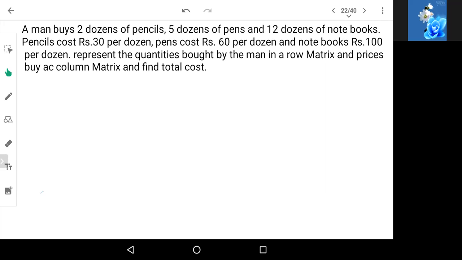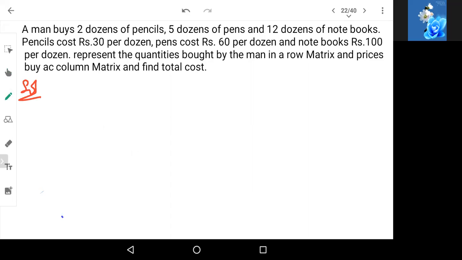So first they have given us the quantity of the products. Second, they have given us the cost of the products. So which means we can define two matrices. One is the quantity matrix. The other one is the cost matrix. Now, represent the quantities bought by the man in a row matrix. Very clearly the question says the quantity bought, that is 2 dozen, 5 dozen, 12 dozen, represent that in a row matrix and prices by a column matrix and find the total cost. Very easy. So let us start solving this directly.